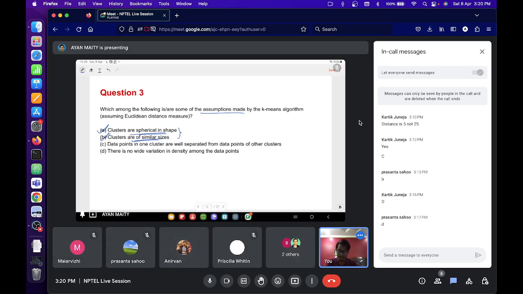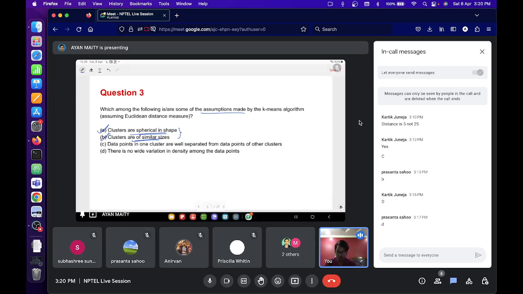Sir, can you explain this question again? I'm sorry, I missed it. So the question is, which among the following is or are some of the assumptions made by k-means clustering, assuming the Euclidean distance measure is being used for k-means clustering. So what are the assumptions that are made by k-means clustering? The four options are there.